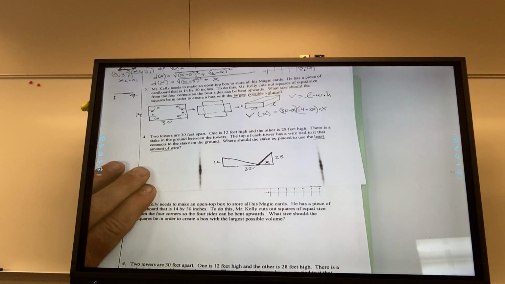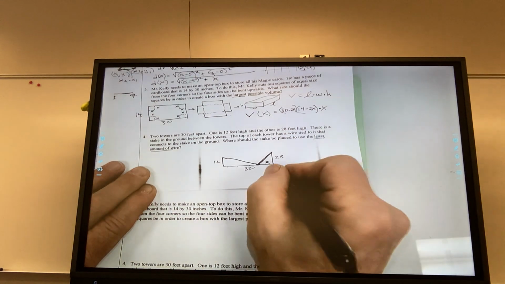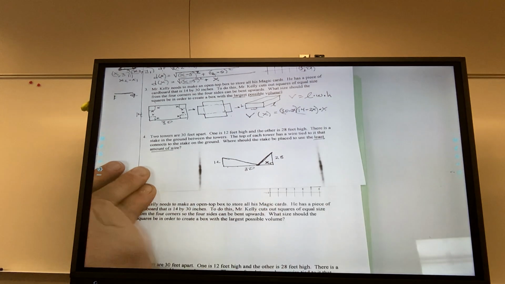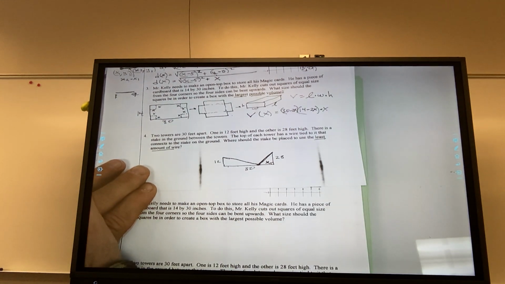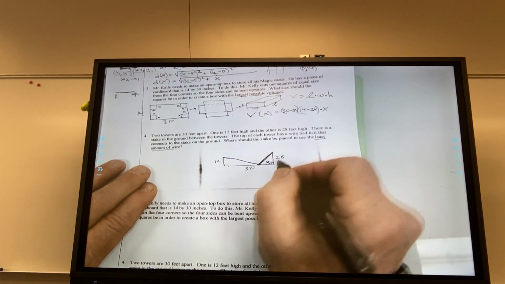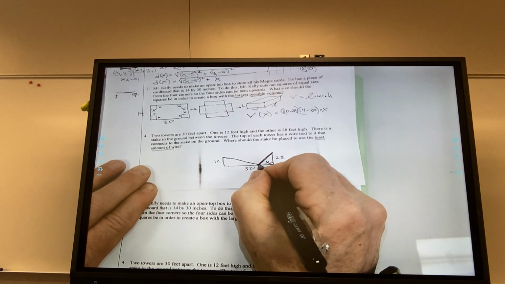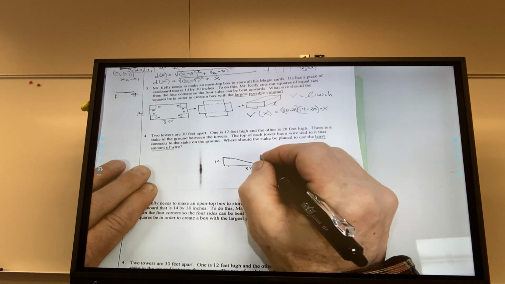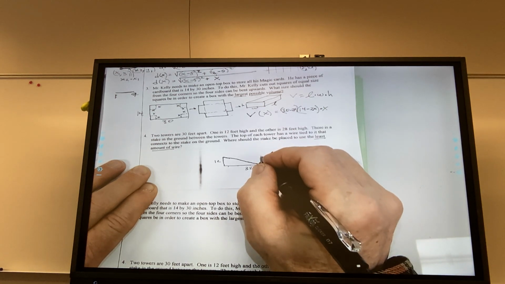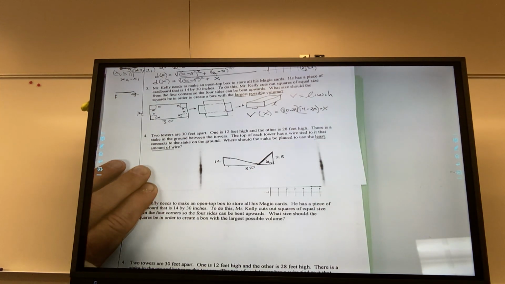Owen, what would it be? You'd have to know where the stake is between the buildings. No, but can I express this? This is 28 high, this is a distance of X here. So it'd be like y squared plus 30 minus x squared. Am I looking at that right?